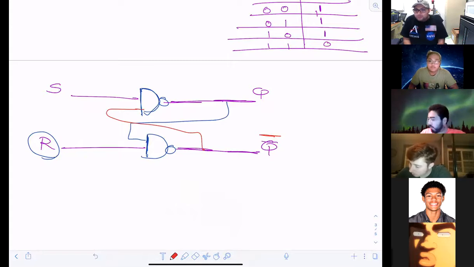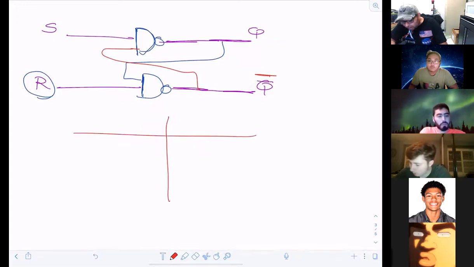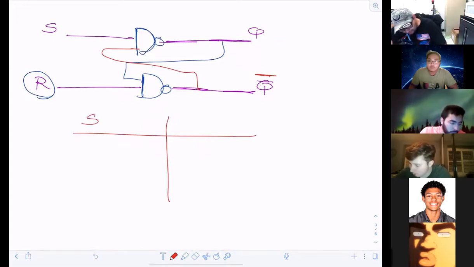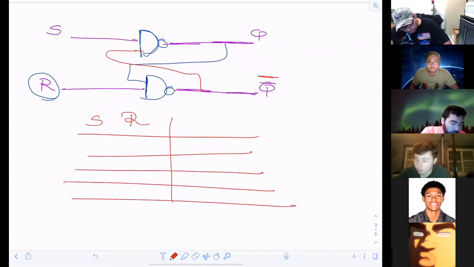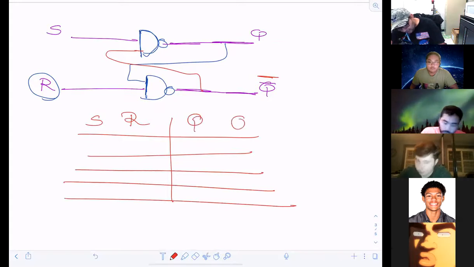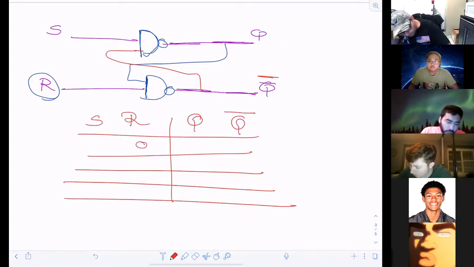Okay, anyway, now we need to see the fancy part about this, right? We need to see how it works. Everybody agree with me? So I'm going to make a table, like a normal table. I have here S, and I have here R, and 1, 2, 3, 4. How many outputs do I have? I have the output and the negation of the output, right? 0, 1, 0, 1, 0, 0, 1, 1.